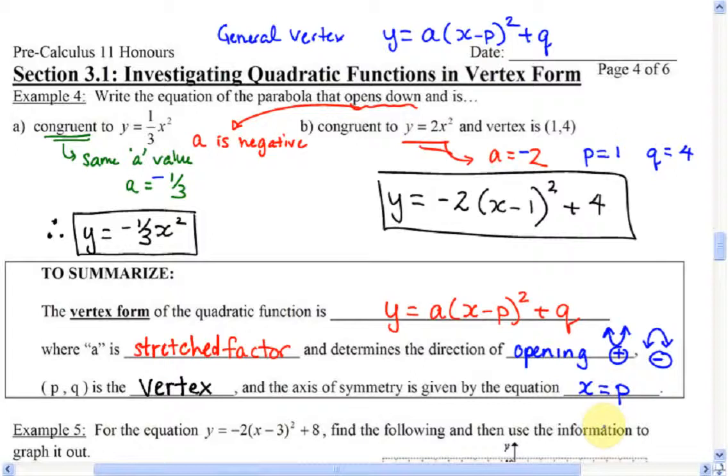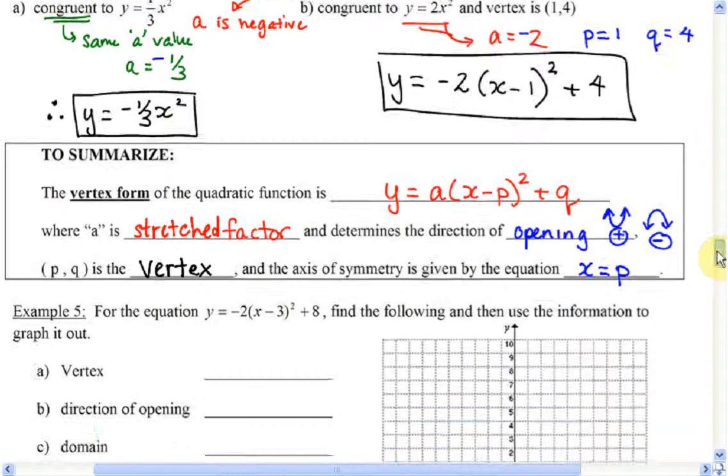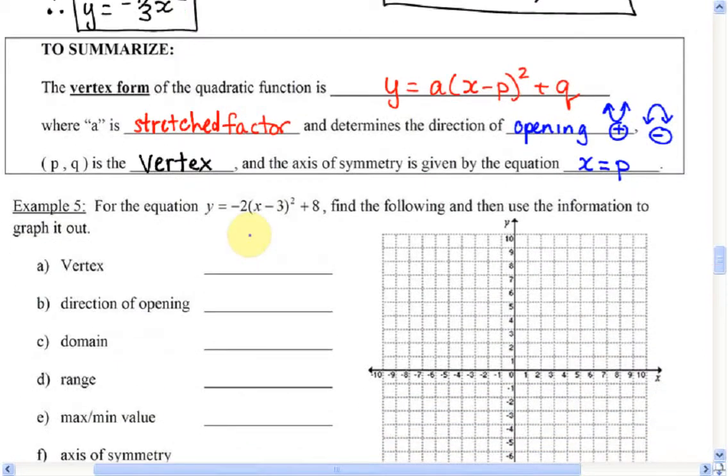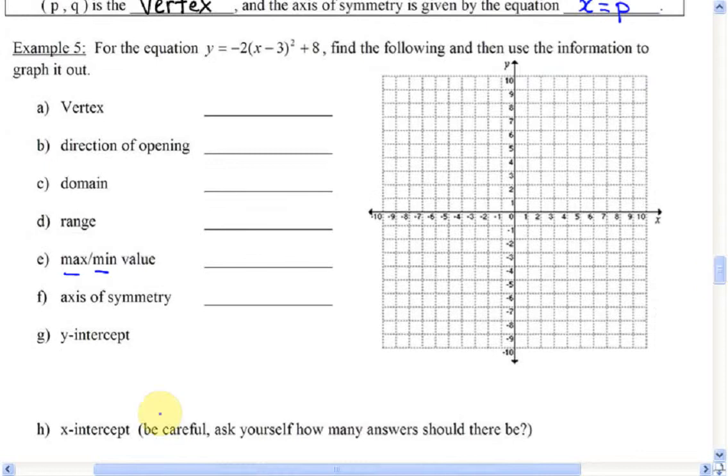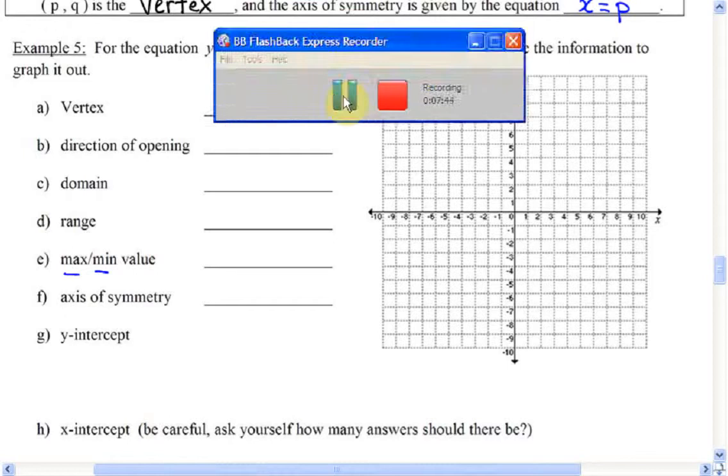Now, here's what I'd like you to do. I've given you an equation. I want you to find the following things. I want you to find the vertex, direction of opening, domain, range, the max or min value. You have to choose. Don't know which one it is. The axis of symmetry, y-intercept, x-intercept, and then after you do all that, do a sketch. I'm going to give you a few minutes to think about this. Work on it together if you need to, and then I'll come back and chat. All right? So go ahead and work on number 5.